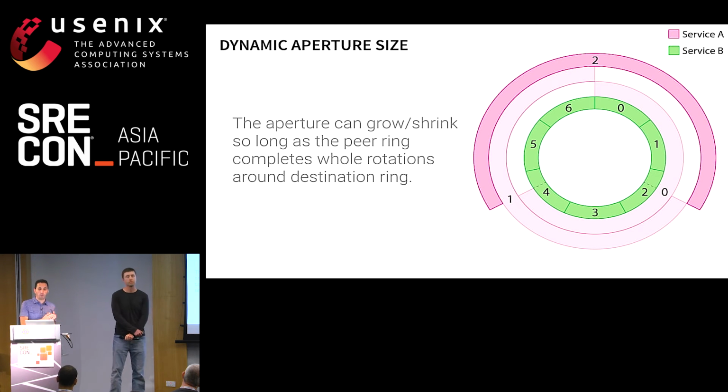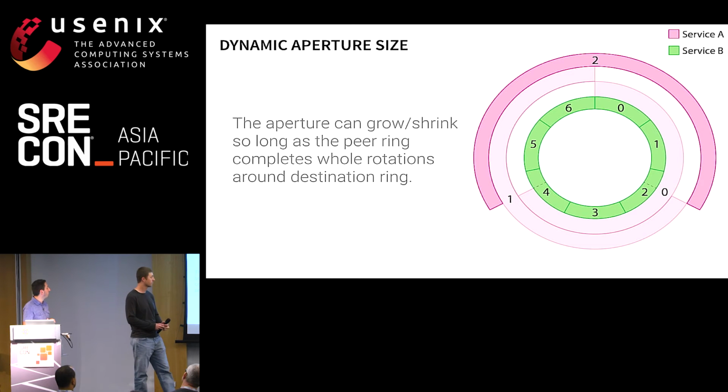As Bryce mentioned, we do get fewer sessions. We haven't explicitly said how many, but what's happening here is, in general, it's 1 over n, where n is the number of peers in our peer ring. So we just equally distribute the domain. But it doesn't have to be fixed. We can grow or shrink our aperture so long as we do full rotations around the destination ring.